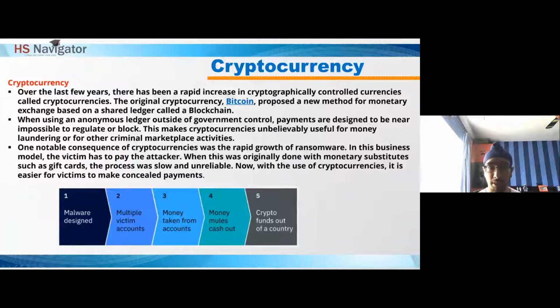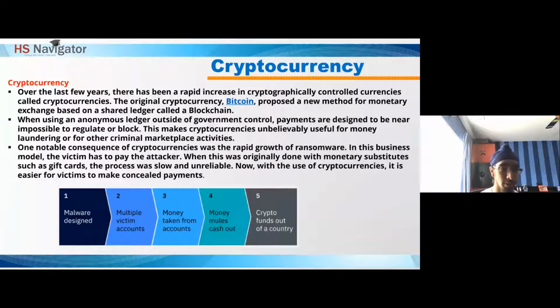And some more topics in modern cybersecurity are cryptocurrency. Cryptocurrency is a pretty big thing, and I'm not going to go into it almost at all. I'm just going to give you a general idea of it. So over the last few years, there's been a rapid increase in cryptographically controlled currencies called cryptocurrencies. The original cryptocurrency, one of the main leaders of cryptocurrency, Bitcoin, proposed a new method for monetary exchange based on a shared ledger called a blockchain. And I'm not going to go that much into depth of what a blockchain is or anything like that, but that's what cryptocurrency is based on.